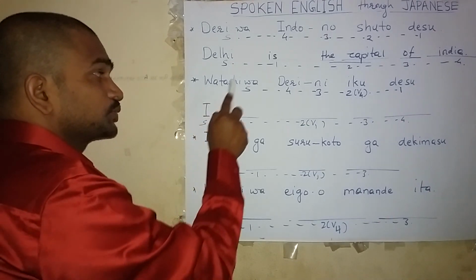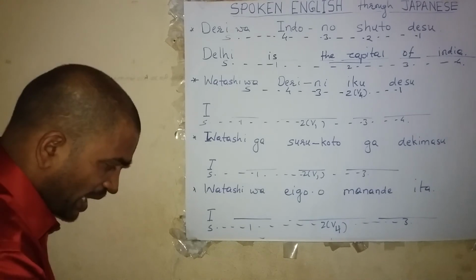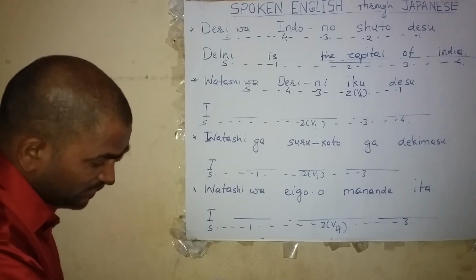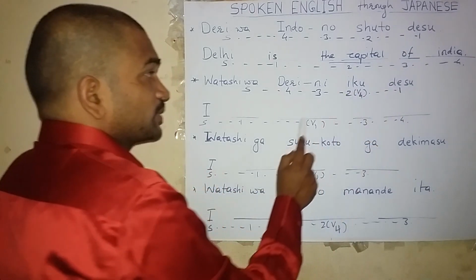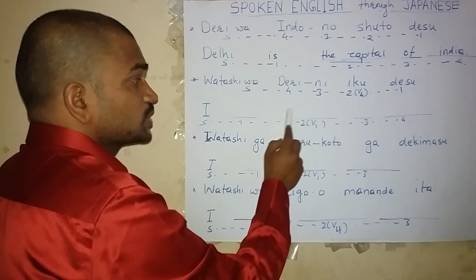Such as, first you should write the word for watashi wa, I. Start typing in the comment box I. Below this video there is a comment box. You should type there I. The word for desu is am. Am. The word for iku is going.